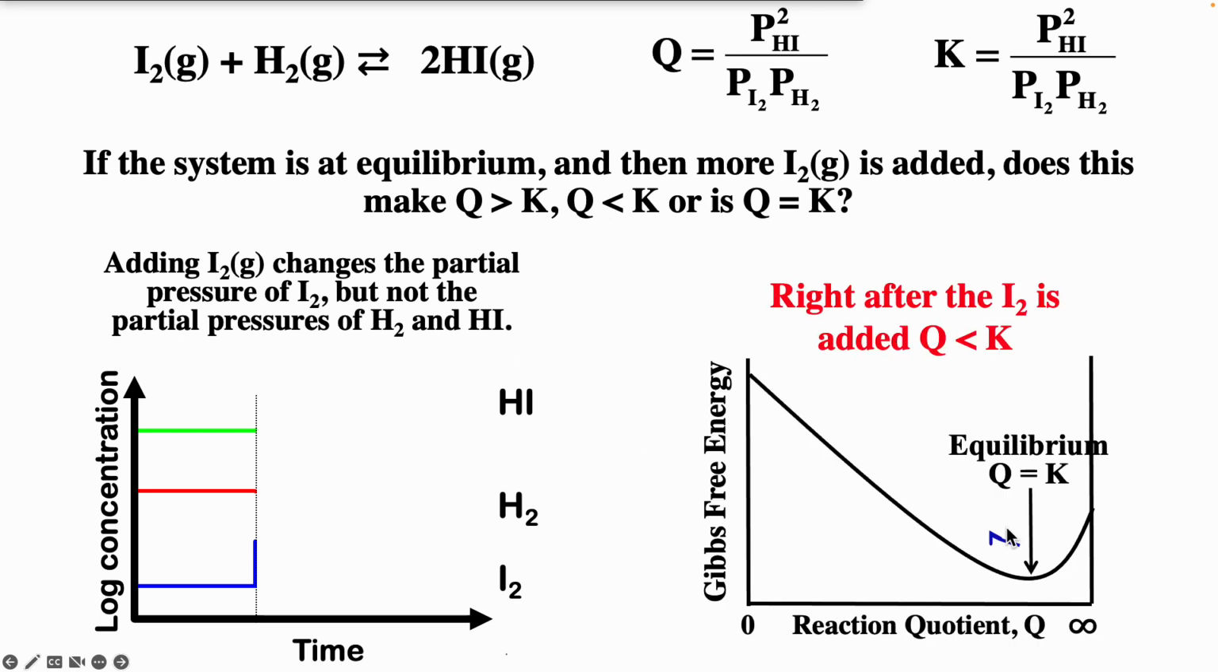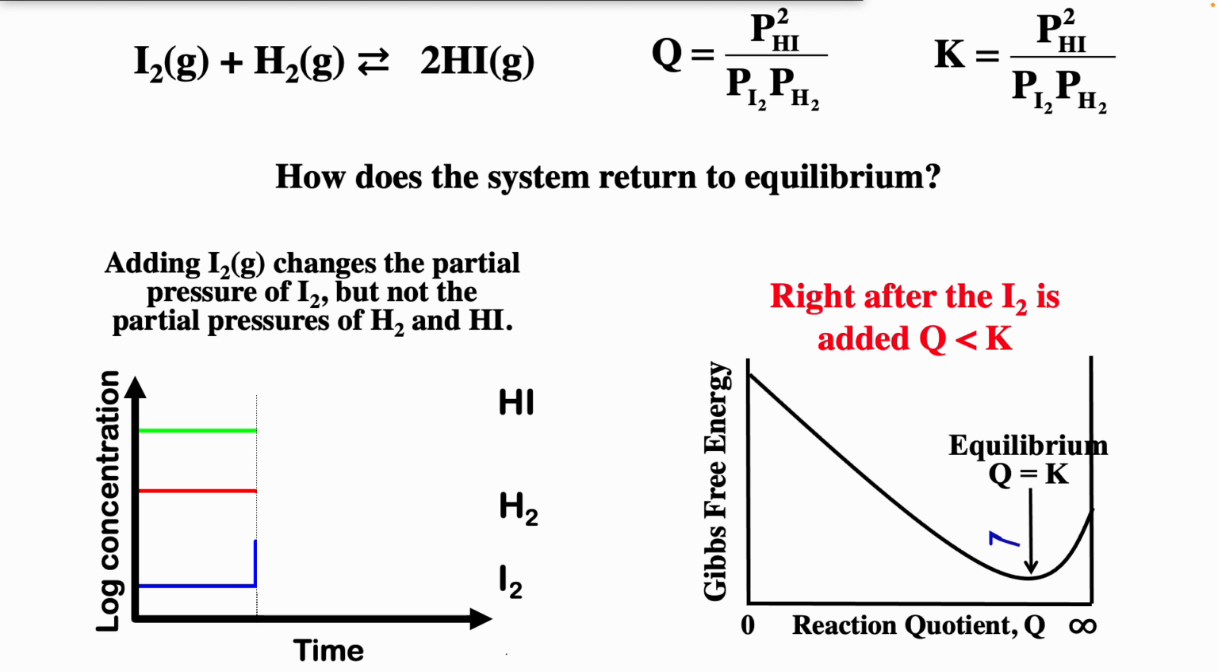And so again, it's like a boulder. By adding the iodine, we're pushing the boulder to the left. How does the system return to equilibrium? Some of the added iodine will be consumed, forming HI.